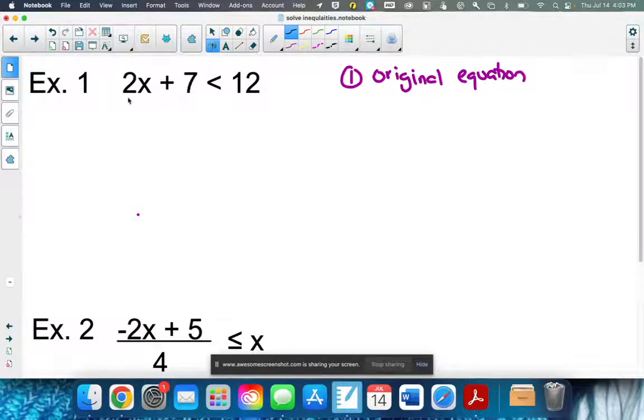I need to either divide everything by 2, or I need to subtract 7. I'm going to go with subtracting 7, because if I divide by 2, I'm going to end up with that fraction, that 7 over 2, that I don't want. So, subtraction property of equality.